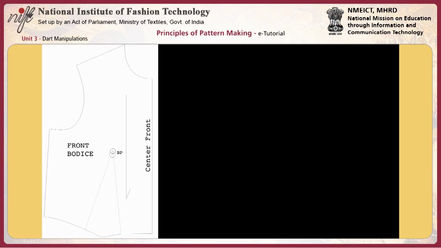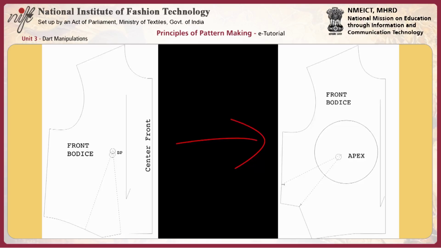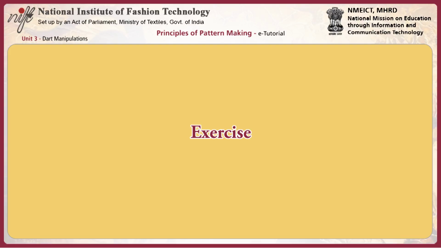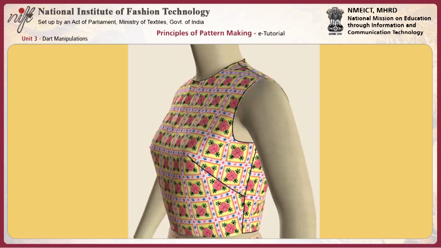Download the front bodies from the download section. Now follow the instructions and convert basic block to French dot design. Download the final pattern from the download section. Your final pattern should match with downloaded final pattern. Construct another pattern with French dot 3 inches below the bust level.